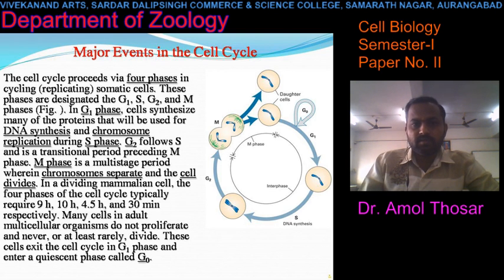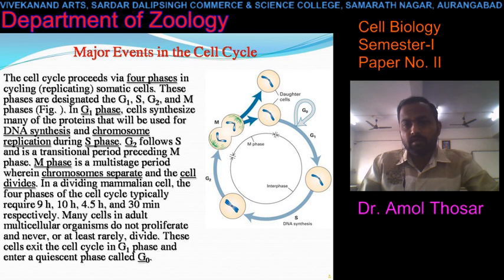Interphase is actually the total cell cycle apart from M phase. The cell cycle is divided into two phases: interphase and M phase. Interphase is divided into G1, S, and G2 phase. In the G1 phase, the cell synthesizes many proteins, and also three types of RNA: messenger, transfer, and ribosomal RNA.